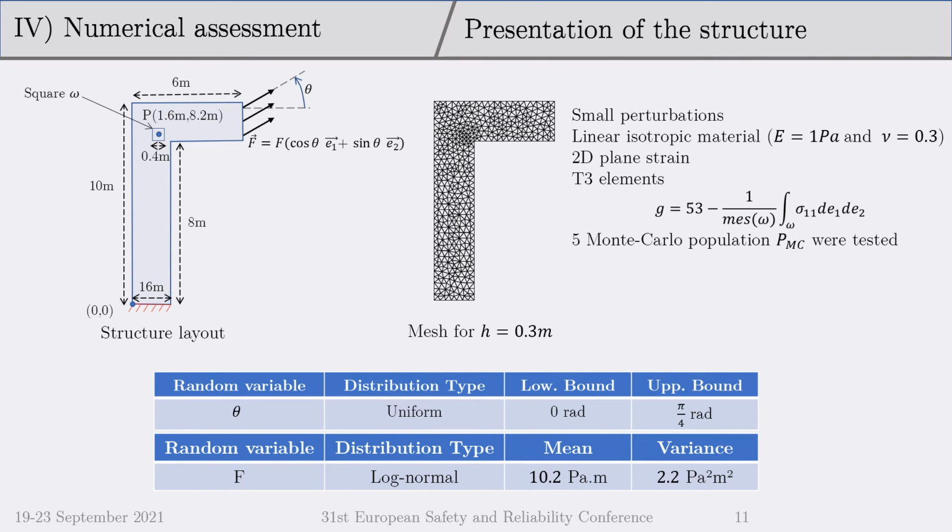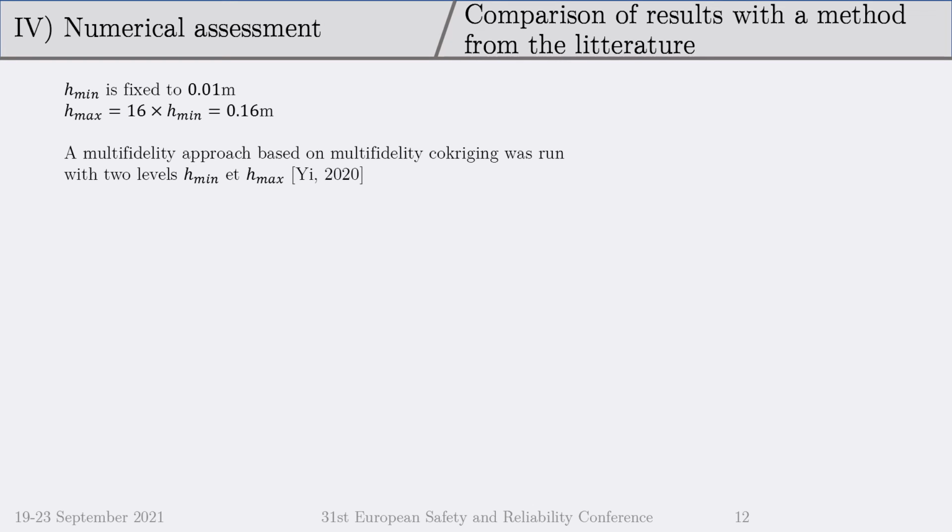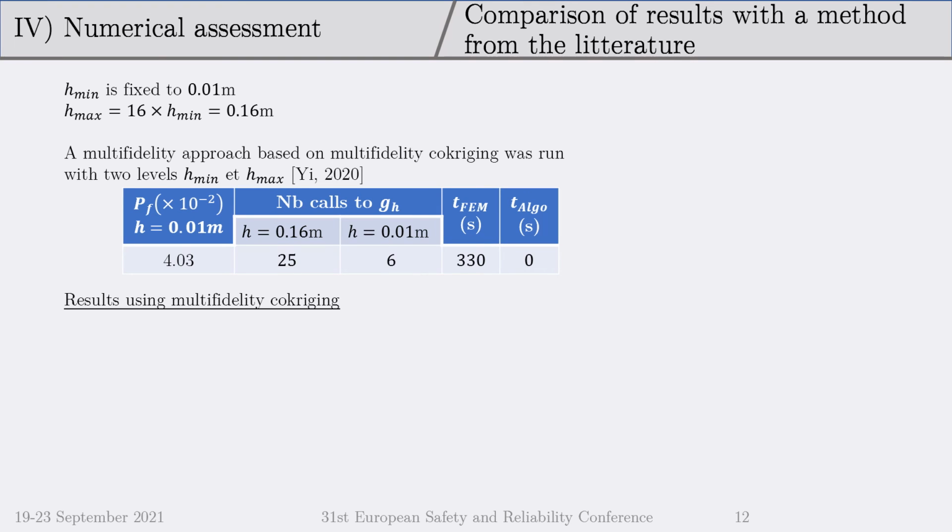So we studied 5 Monte Carlo populations, but I will only show the results on 1 Monte Carlo population as it will be simpler to understand. hmin was fixed to 0.01 meter. That fixes hmax as well to 0.16 meters. A multi-fidelity approach based on multi-fidelity co-kriging was run with 2 levels of fidelity, hmin and hmax. The results are given in the table here.